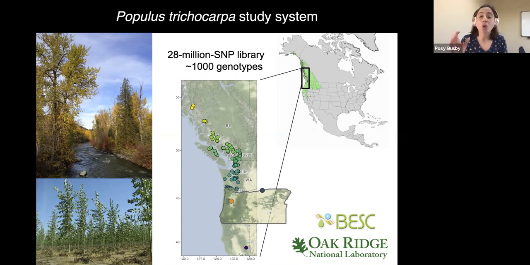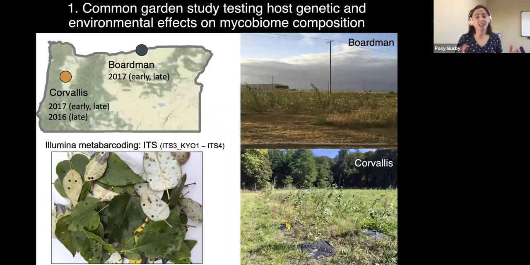phenotypic variation. Moreover, another amazing feature of this system is that these over 1,000 genotypes are planted in multiple common gardens throughout the Pacific Northwest, enabling common garden studies. So the first experiment I'm going to talk about today, again, is a common garden study testing host genetic and environmental effects on microbiome composition. In this experiment, we control host genotype by planting the same set of genotypes in multiple locations. We control the environment by planting all the genotypes in different and distinct gardens, but we allow fungi to infect these plants naturally. So we rely on the natural infection process.